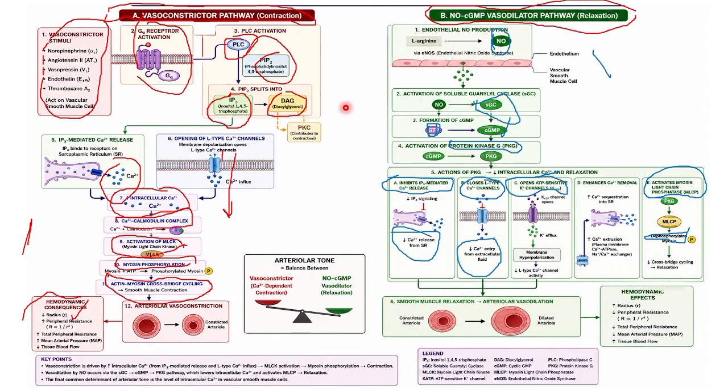For those who haven't understood, I'm going to explain in detail in our next slide how both occur. So this pathway here promotes vasoconstriction. This here promotes vasodilation. This here is calcium dependent. It depends on calcium to cause vasoconstriction. This here is nitric oxide dependent. It depends on nitric oxide to cause vasodilation.